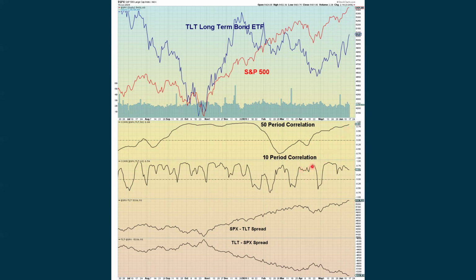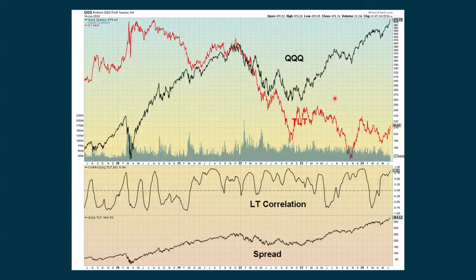But the shorter term correlation is actually dropping off a bit. And I have a couple of spread studies down below that I don't look at all that much. We look at the Qs and then the TLT. And there's also a pretty strong longer term correlation between the two.